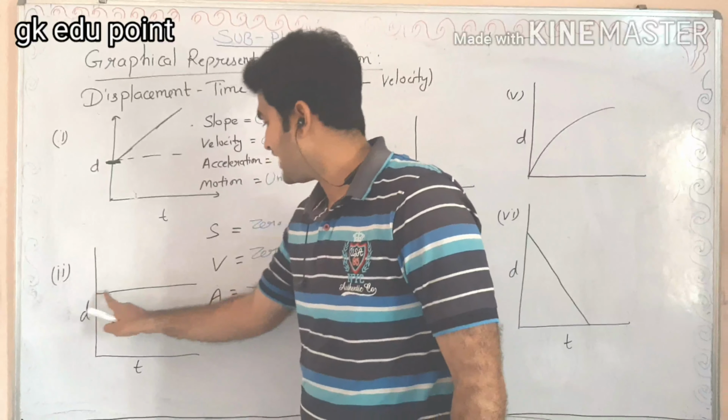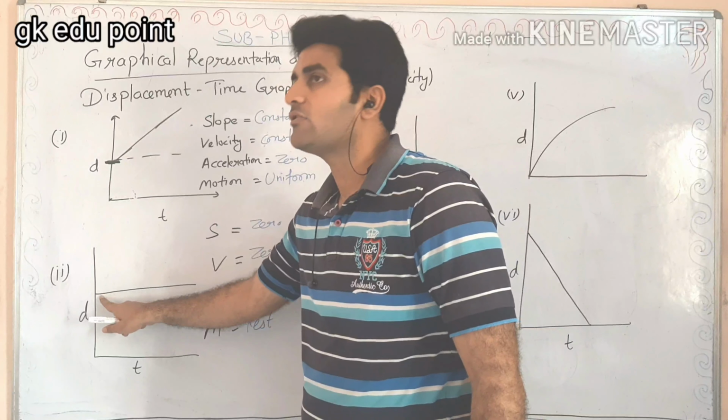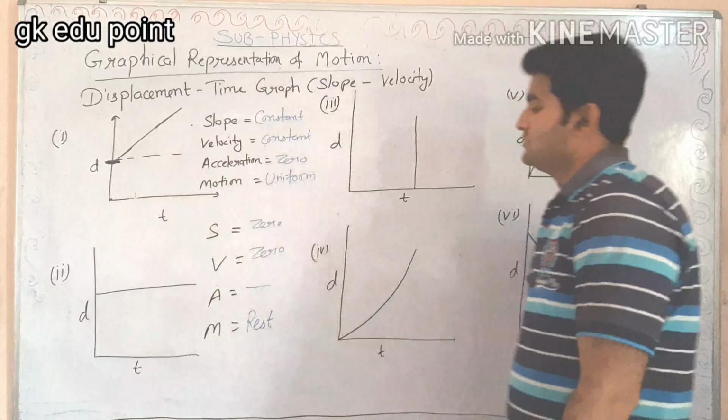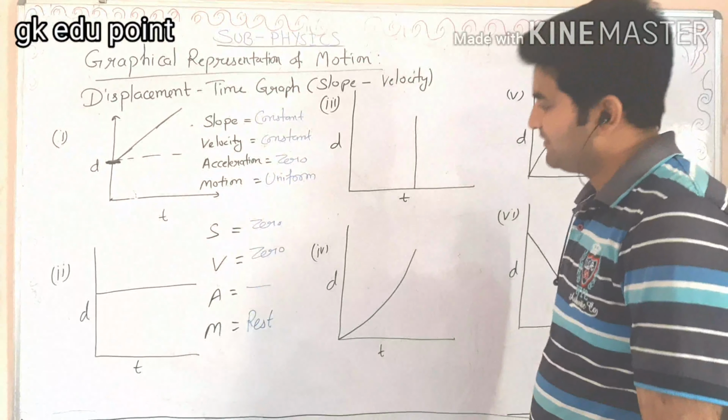In this graph, the particle is at rest. It means only time is increasing. Displacement is not changing. Displacement at a particular point is fixed. So that's why motion is not there. The particle will be at rest.